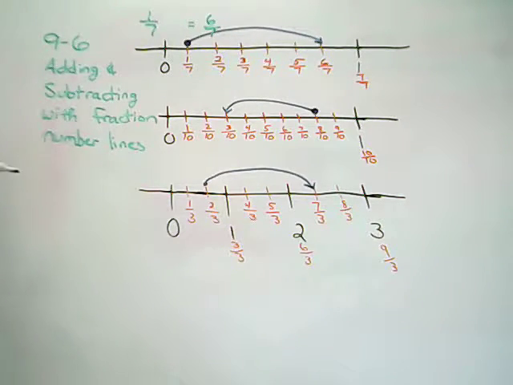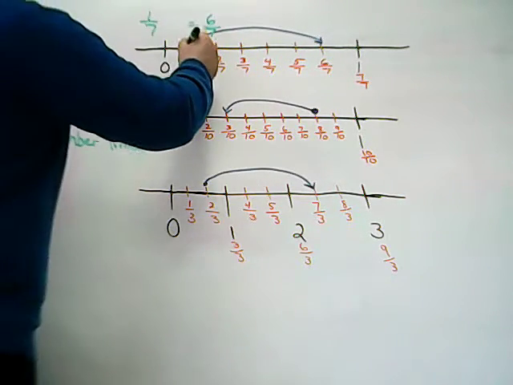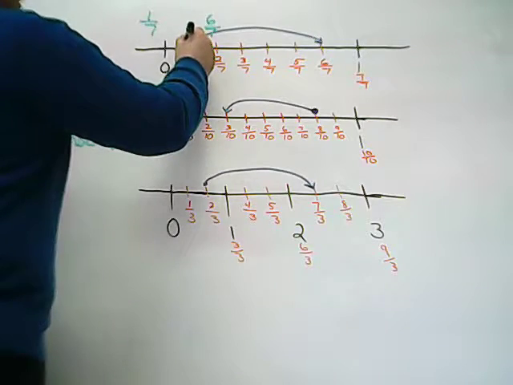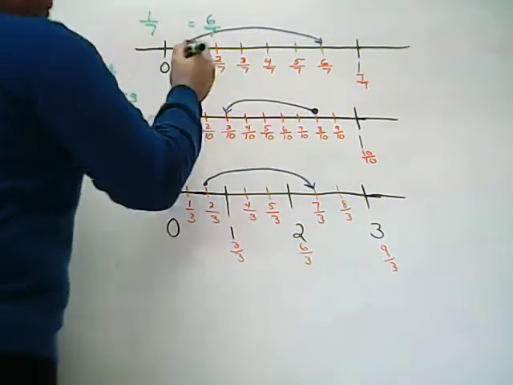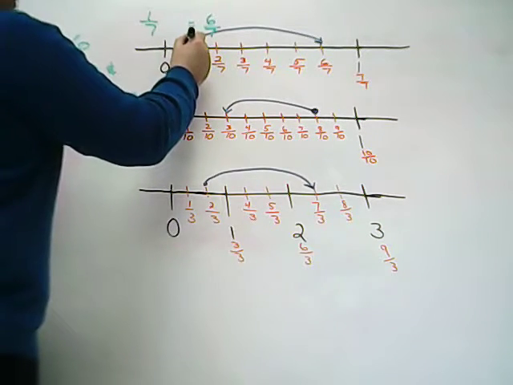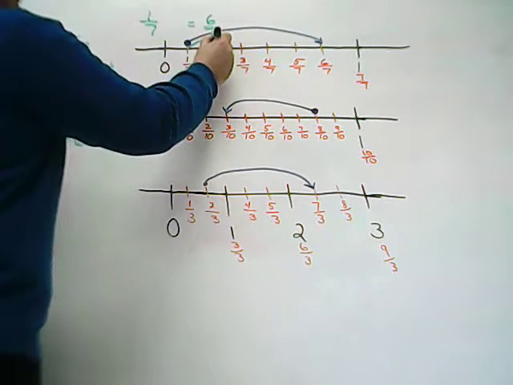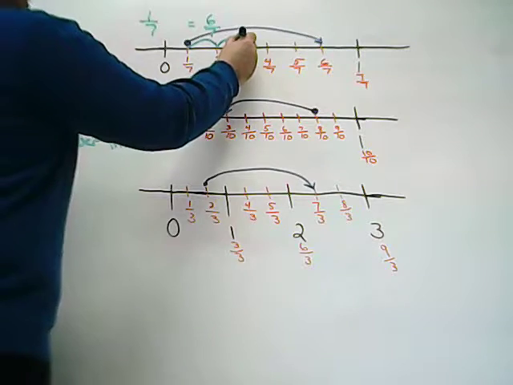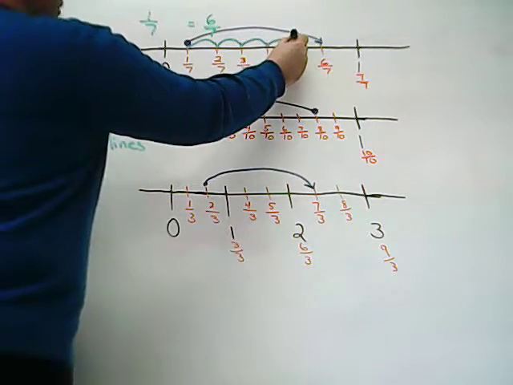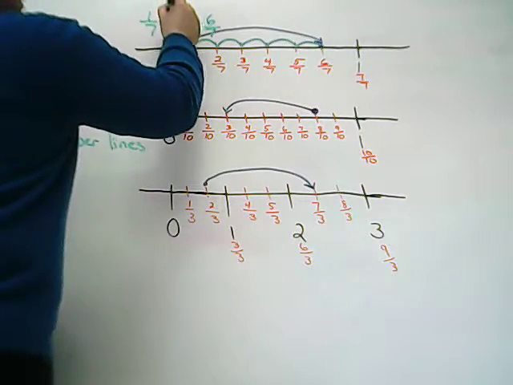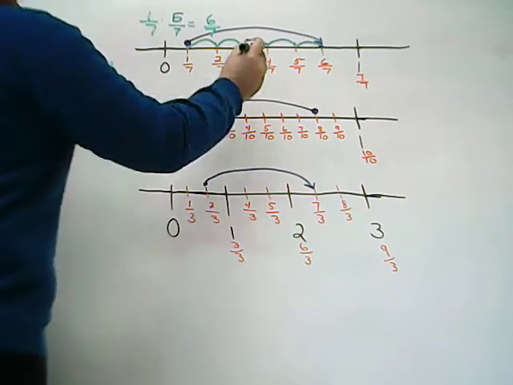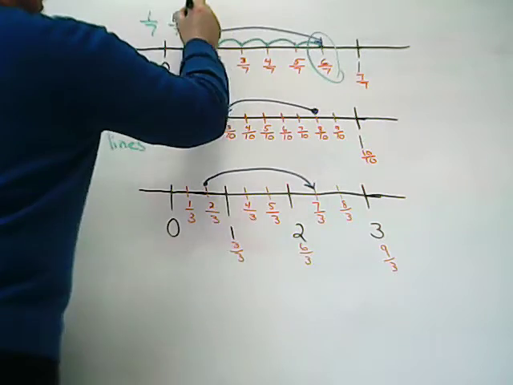Easy. I'm going to play my little hop. So I'm going to go from 1/7 and count how many sevenths it's going to take me to hop to 6/7. So I'm at 1/7. It's going to take me 1/7, 2/7, 3/7, 4/7. It's going to take me 5/7 to get to my final destination.